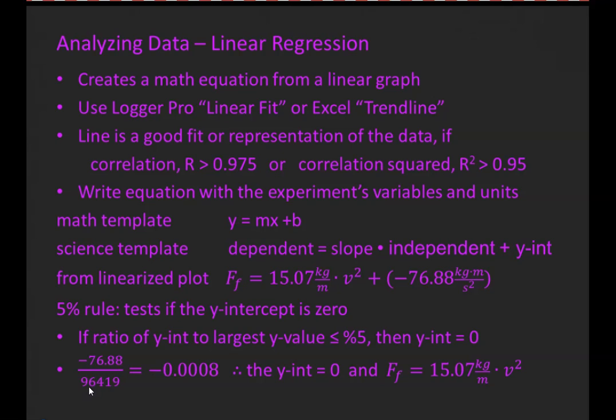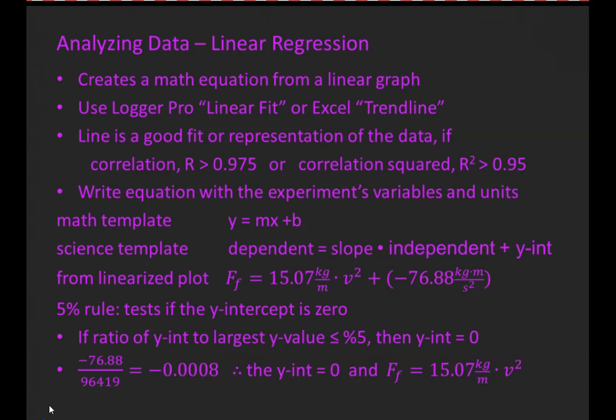Now, we have to put the largest y value in the denominator. The easiest place to get this is from the data table. So I just went back to table 1 and found the largest value, 96,419. When we do the math, it turns out to be negative 0.0008. Now that's the decimal form. That would be 0.08%, clearly less than 5%. Hence, the y-intercept should be 0. And we can simplify our equation to the friction force is equal to 15.07 kilograms per meter times the velocity squared.